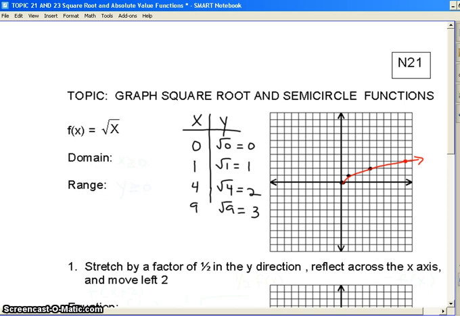Okay, the domain starts at 0 and goes to infinity. So x is greater than or equal to 0. Your range also starts at 0 and it's going to go forever to positive infinity. So y is greater than or equal to 0. That's the domain and range of your parent function, square root of x.